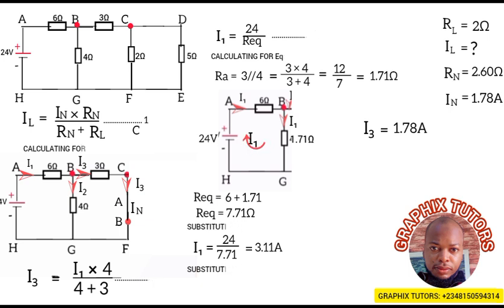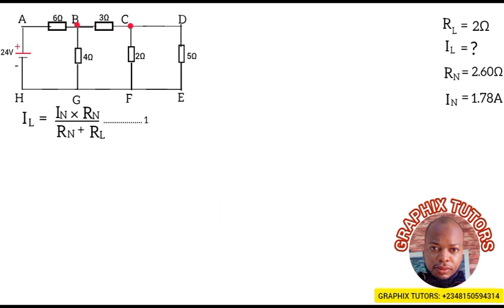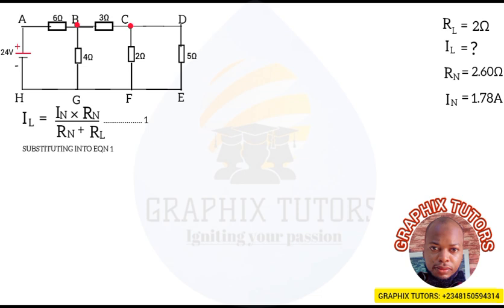So we've gotten our I Norton, and we've also gotten our RN. We have our RL. So the next thing is our IL. And to get my IL, remember equation 1. Equation 1 is saying that my IL is equal to I Norton multiplied by R Norton all over R Norton plus RL, and we'll put in our values. So my IL is my I Norton, 1.78, multiplied by my R Norton, which is 2.60, divided by R Norton plus RL, which is 2.60 plus 2. So 1.78 times 2.60 gives you 4.63, divided by 2.60 plus 2, which gives you 4.60, and when you divide these two, my IL will be equal to 1 ampere. Alright, so we've gotten all this.